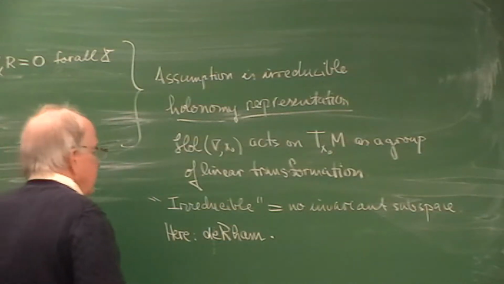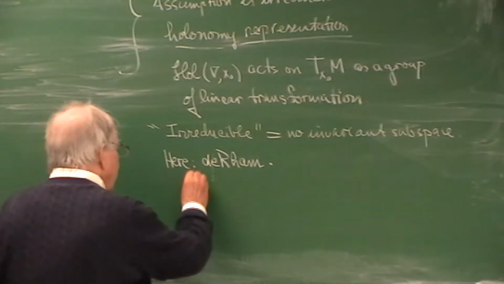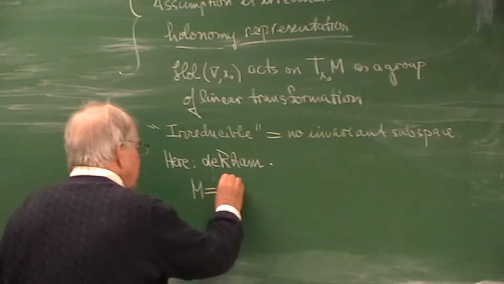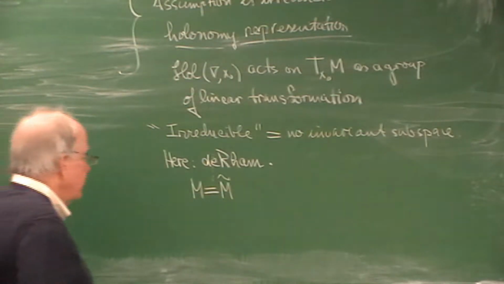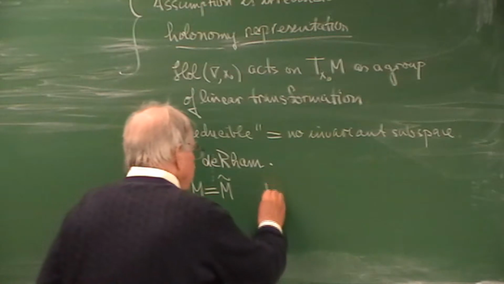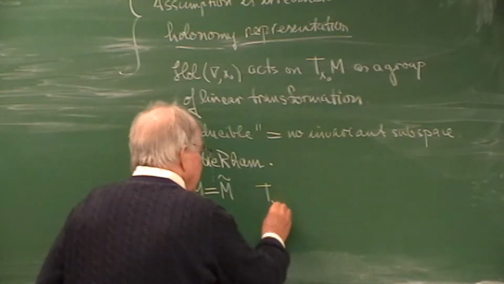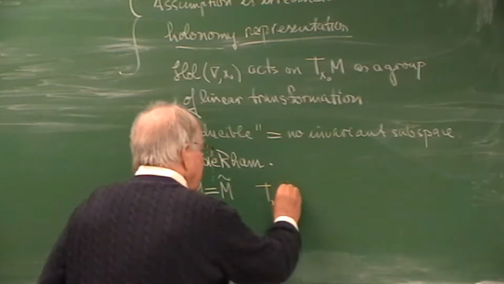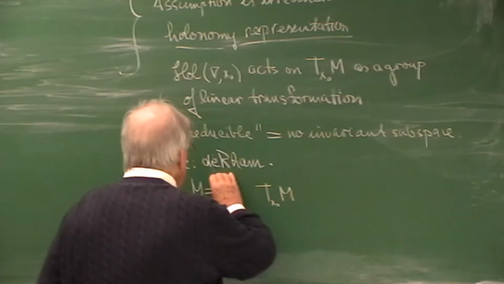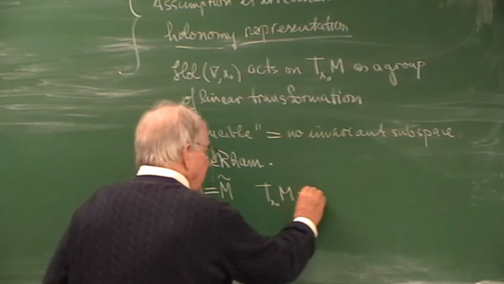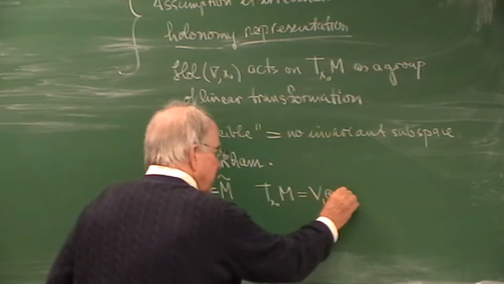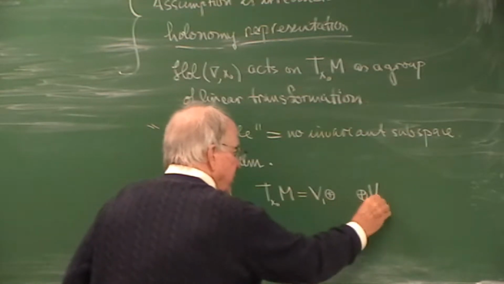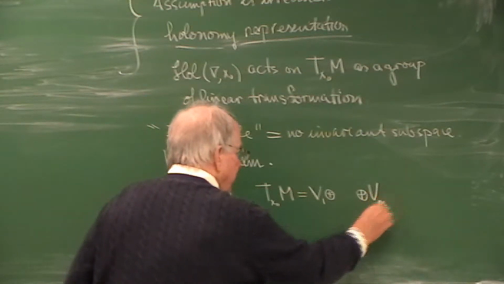Is this, you decompose, so if M is simply connected, my notation for simply connected means it's equal to its universal cover. So we assume it's simply connected. And we decompose the tangent space, which we can always do, with respect to holonomy, into irreducible representations of the holonomy. So let me write this V1 through V, I don't know, some m.